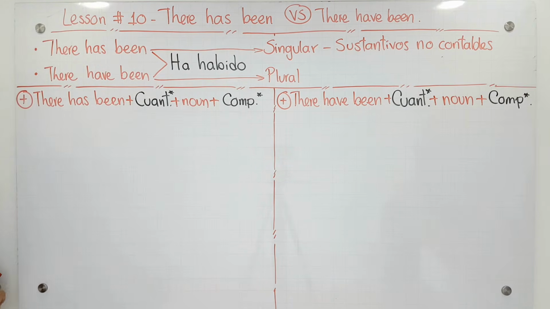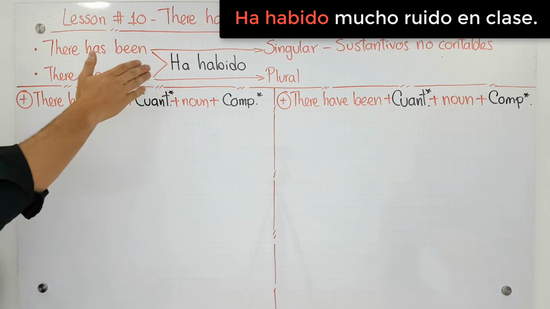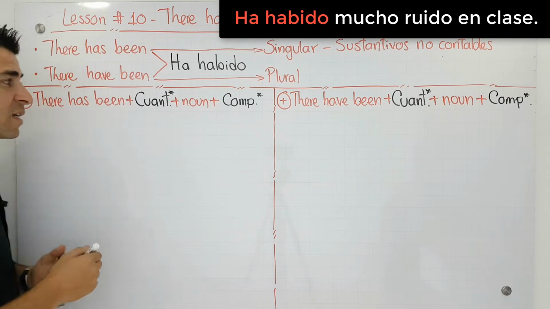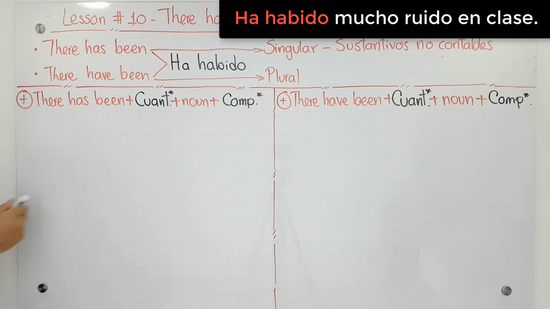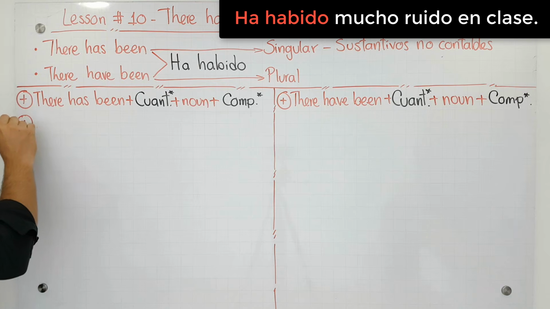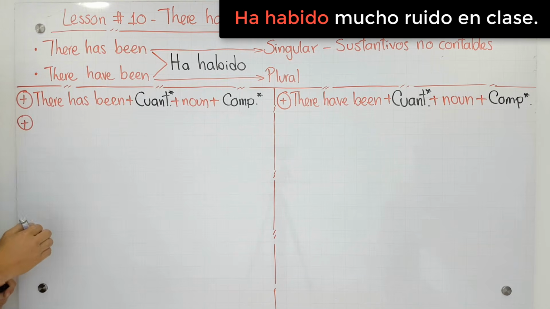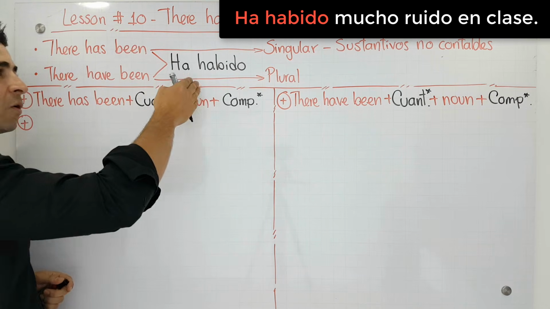Vamos a empezar con esta, como siempre traten de hacer la primera. Look at this. Ha habido mucho ruido en clase. Try to do it first. Intentemos hacerla. Para eso vamos a seguir esta estructura. Let's follow the structure, ¿ok? Vamos a empezar acá con la afirmativa. ¿Qué tenemos que hacer para decir ha habido? Ya sabemos que podríamos utilizar una de estas dos. ¿Sí? Cualquiera, ya sabe que significa lo mismo.